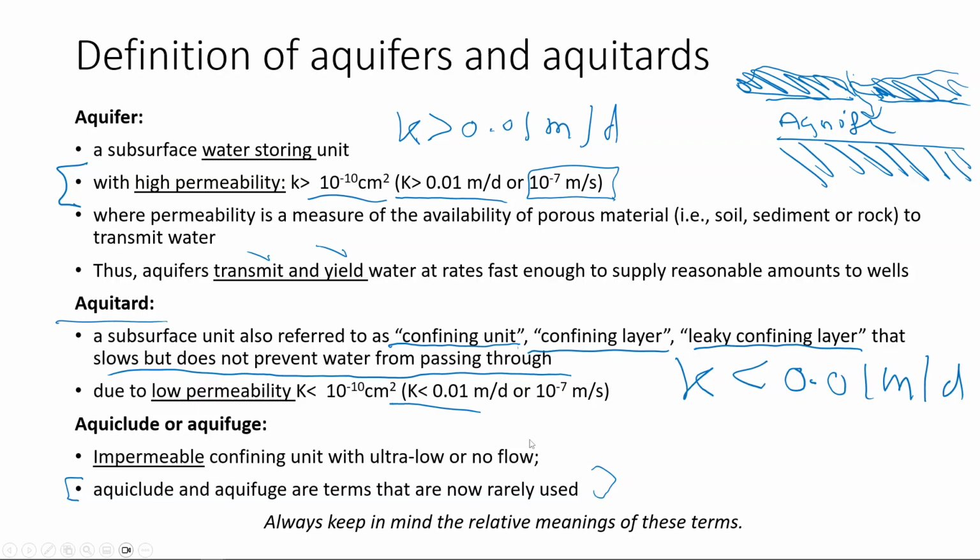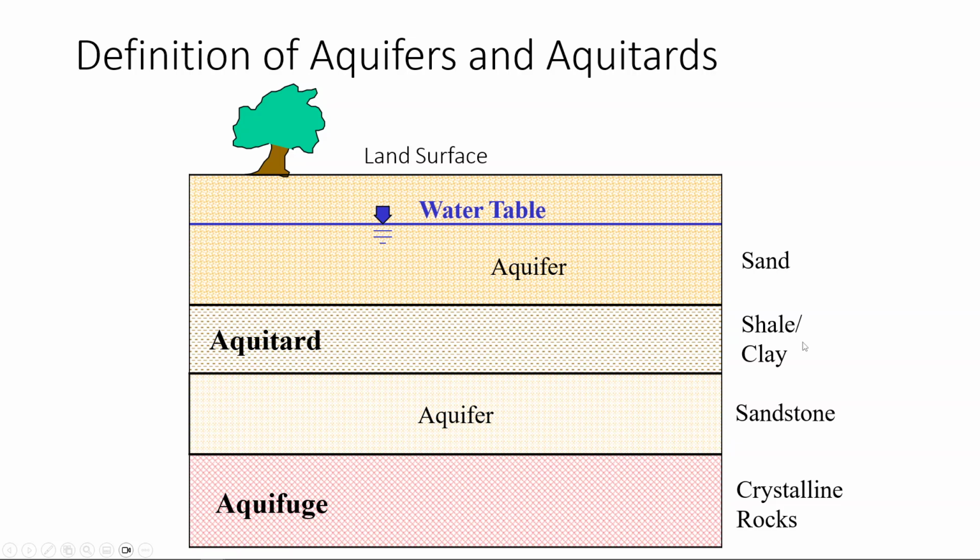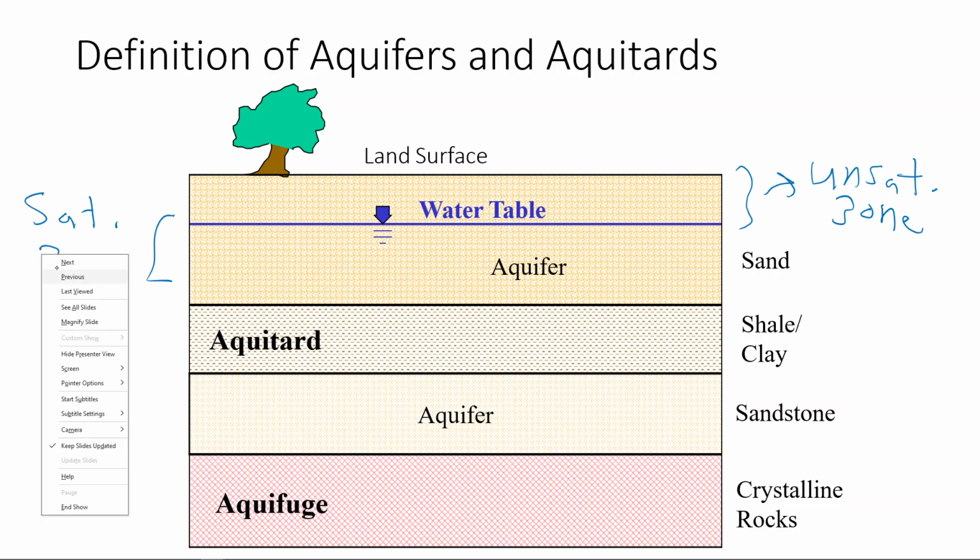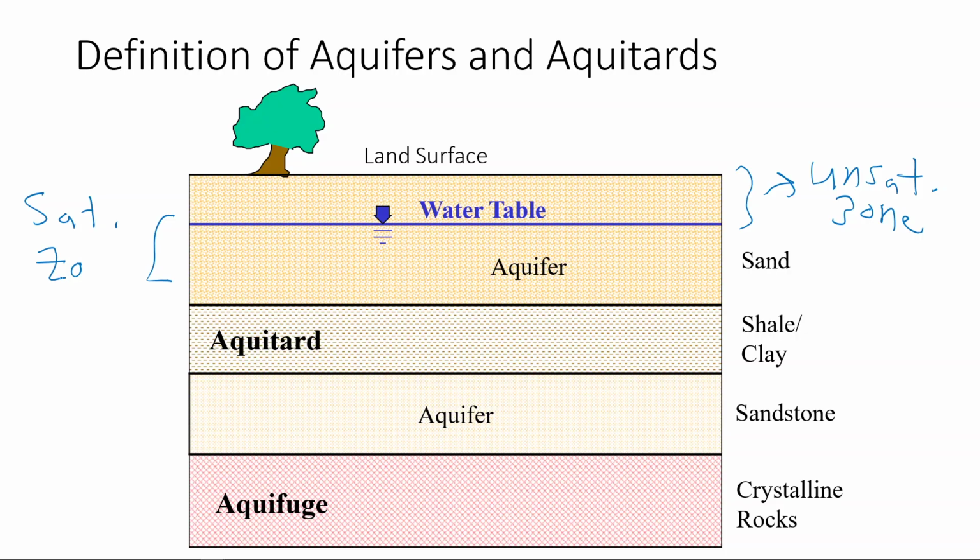Okay. So let's look at an image. Maybe an image will help you to understand this better. So here, this is your land surface. You have a tree here, and this would be the unsaturated zone. And this would be the saturated zone, where you have your groundwater. The groundwater starts with your water table. So all this is the saturated zone.